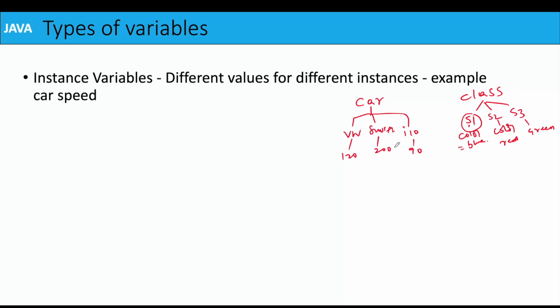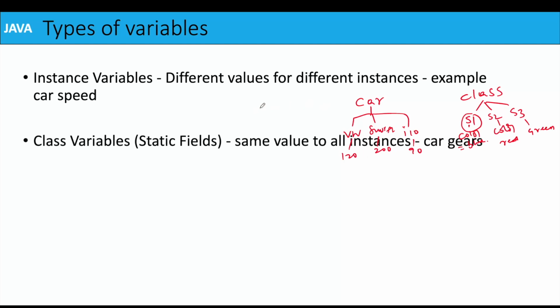So it is not the same, right? Speed is common, but the value of speed is different for different instances. So that is the instance variables. I hope you understood. So next one is class variables.